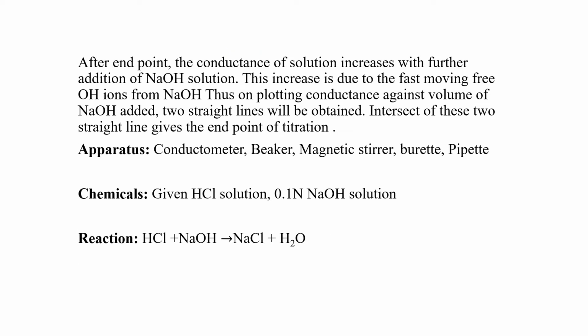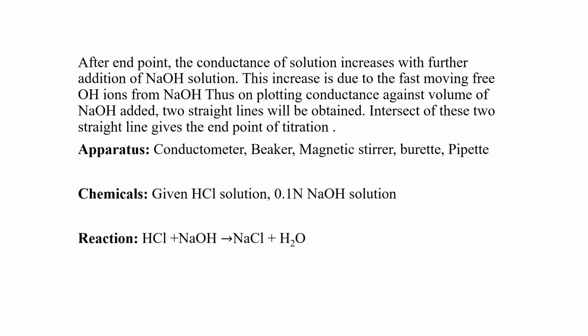After end point or neutralization point, the conductance of solution increases with further addition of NaOH solution. This increase is due to the fast moving free OH minus ions from NaOH. Thus, when we plot the graph, conductance versus volume of NaOH solution, two straight lines will be obtained which intersect, and this intersection of these two lines is the end point of titration.